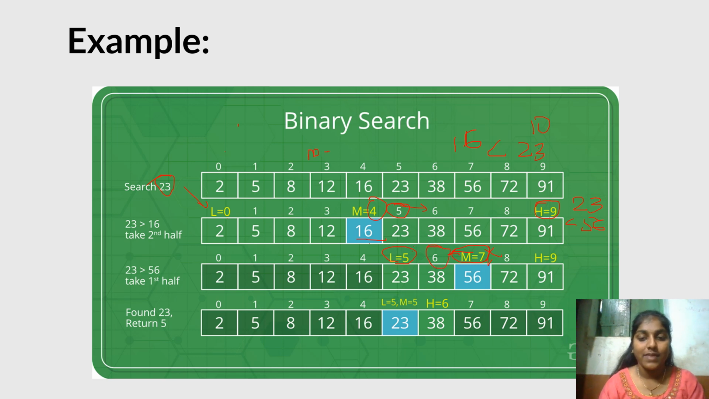So then we have a sublist named 23. Then we are going to match this with 23. So we finally find that particular element at position 5. So this is an example of that.